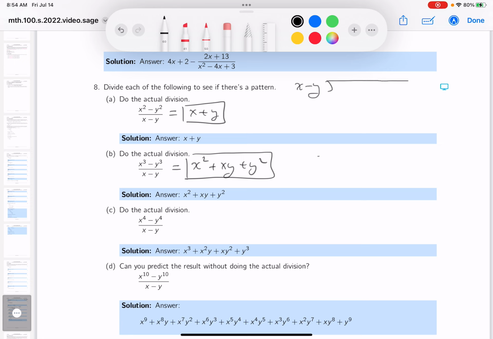I think I'm almost ready to predict this one, but that's not necessary, though, at this point. And what are you dividing it into? X to the fourth minus y to the fourth. So it's going to be x cubed. That would give you x to the fourth minus x cubed y.